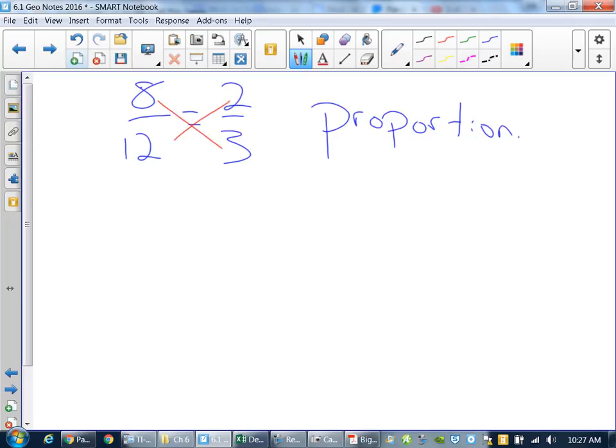does 2 times 12 equal 8 times 3? Yeah. That's how you know that it's a proportion. If they multiply out, when you cross multiply it, if it is a true statement, then they are proportional. That's how that works. Like I said, this is nothing absolutely new to you. You've all done this before. Fraction equal fraction, you would cross multiply.